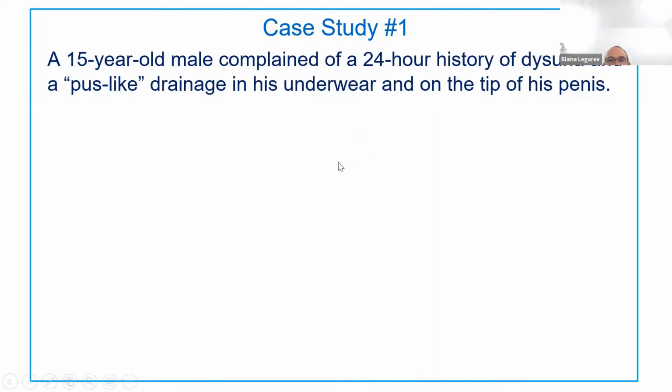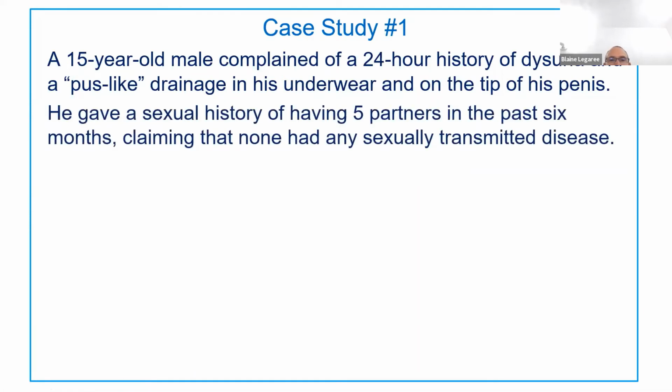So here's an example here. We've got a 15-year-old male, and he's got some symptoms. And notice one of the symptoms is a pus-like drainage in his underwear on the tip of his penis. So this is probably a sexually transmitted disease of some sort. That would be kind of a hint there. So one of the first things they do is get a sexual history, and yes, there has been a history, it looks like, of 5 partners in the past 6 months. And apparently none of them have any sexually transmitted disease, but we should probably get this kid tested anyway.